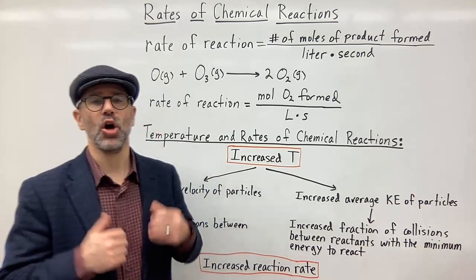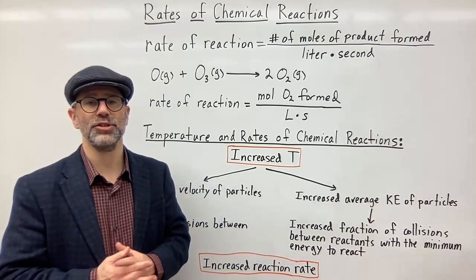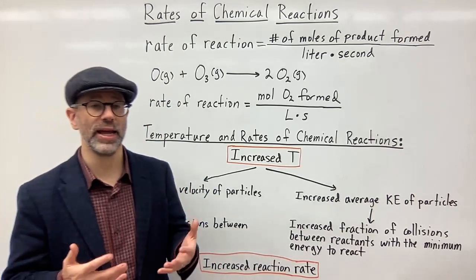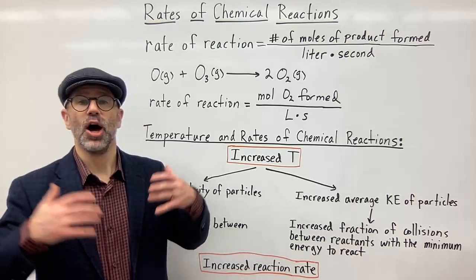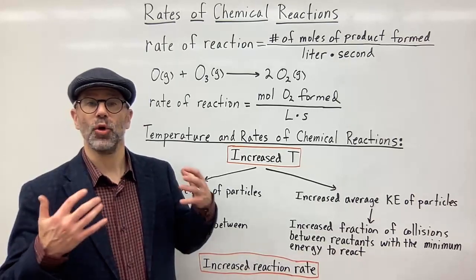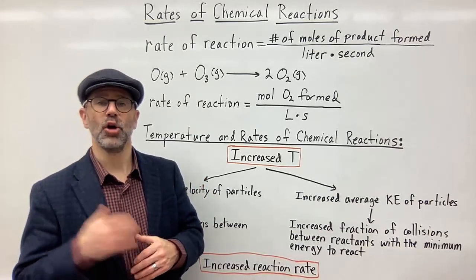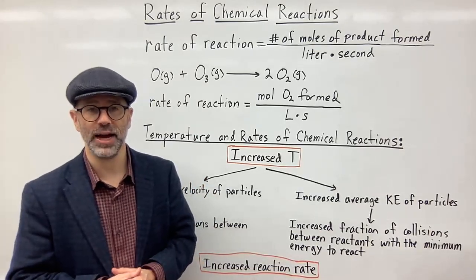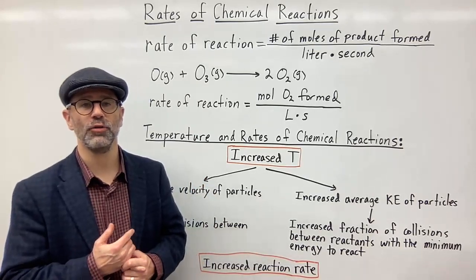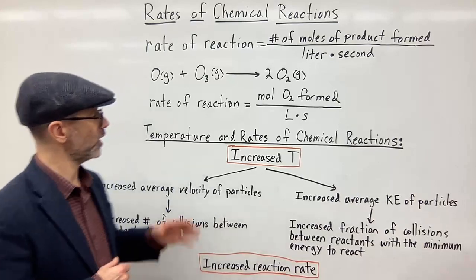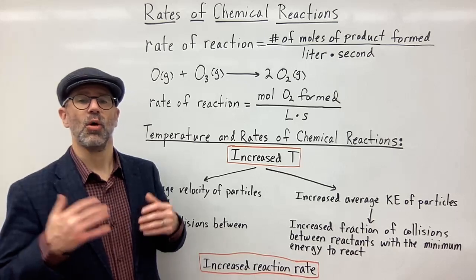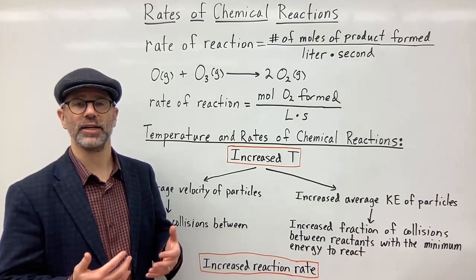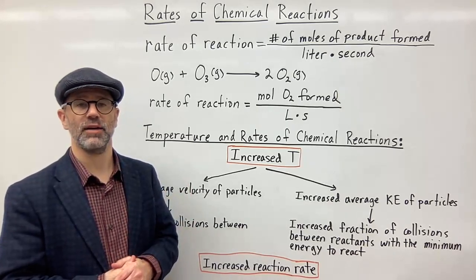So when we think about factors that are going to affect reaction rates, we want to think about factors that are going to affect those collisions, or the rate at which they collide. So let's start talking about those factors. The first one I want to go over is temperature. So here we have temperature and rates of chemical reactions. Well, how is temperature going to affect the rate of a reaction?